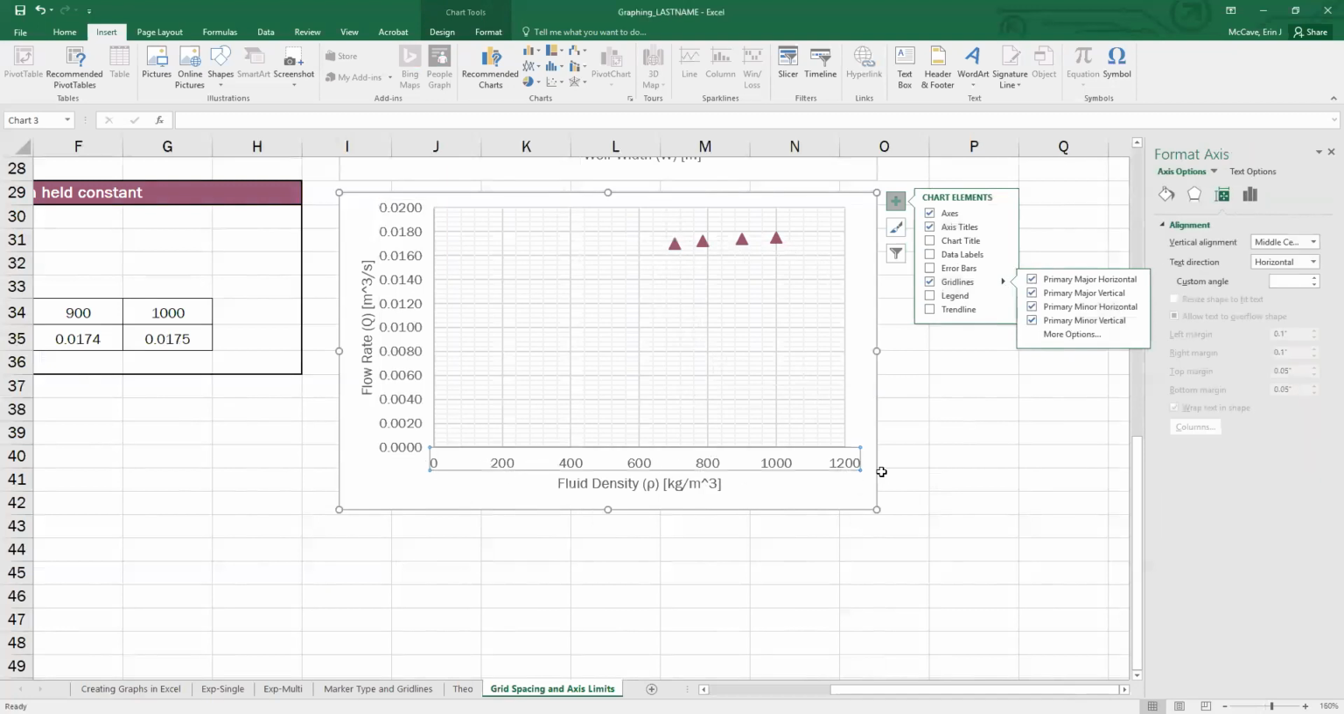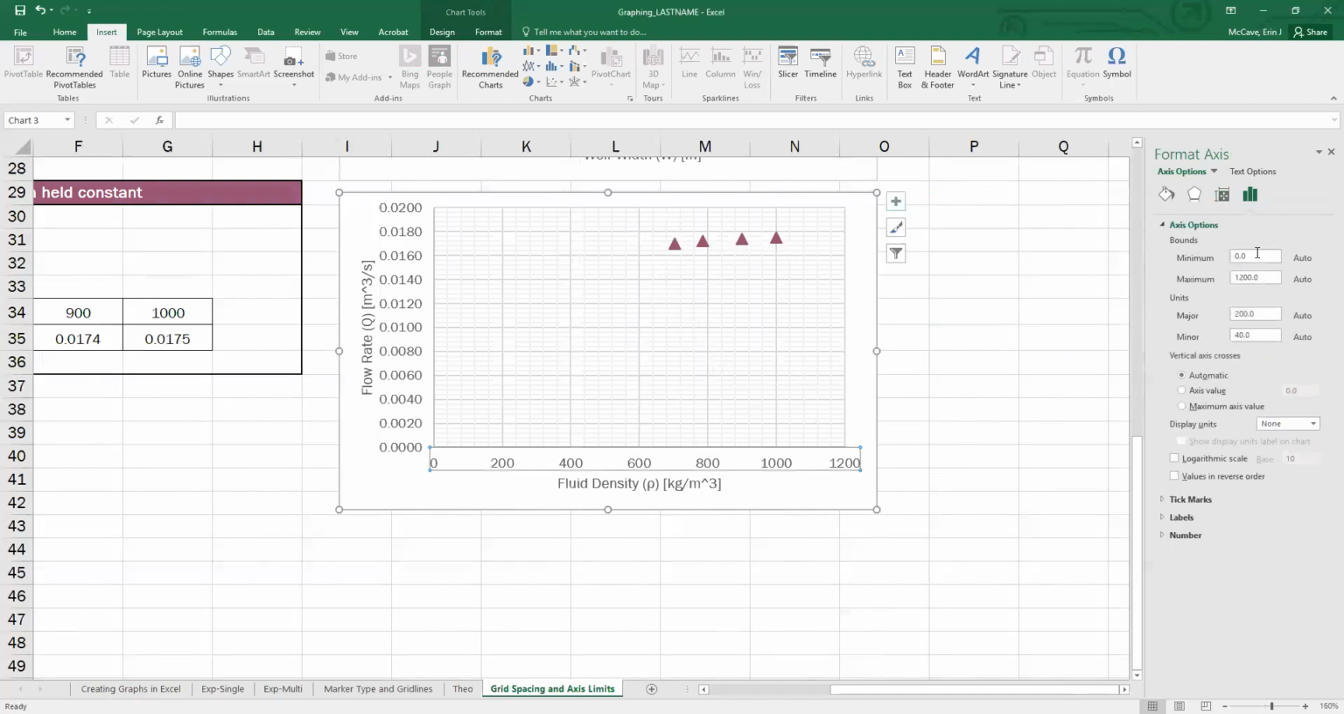So we could go to our bounds on our abscissa. Again, looking at our axis options, and maybe we want to start at 500 or even 600. And then looking at that, so now a bunch of our data points fall pretty close. Here for our abscissa, we can interpret pretty regularly between major grid lines of 100, minor grid lines of every 20 kilograms per meters cubed.